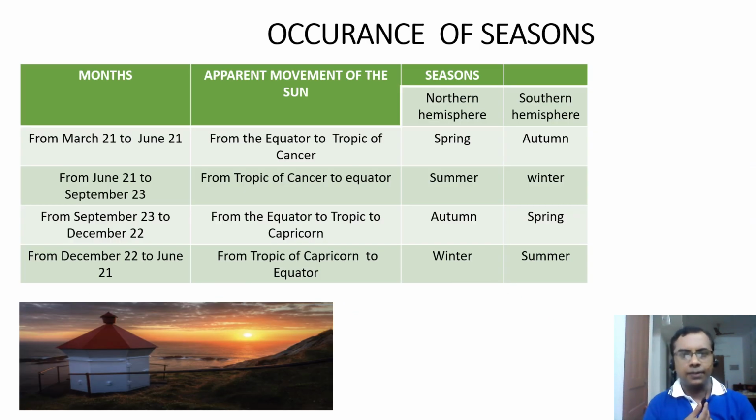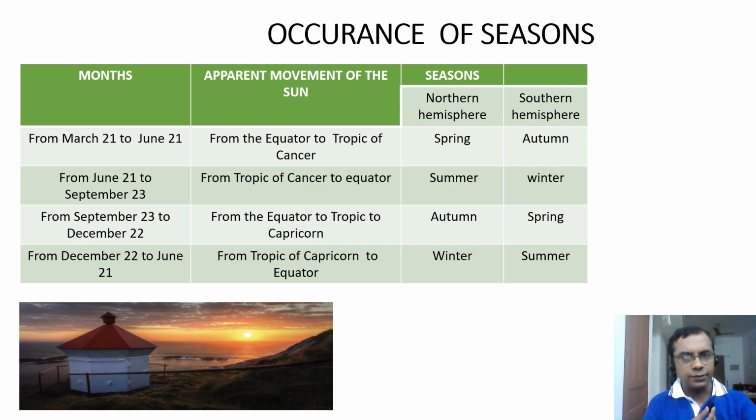Now moving on to the next slide, we can see about the occurrence of seasons on the basis of the apparent movement of the sun and the months that it takes. That is, in the northern hemisphere, we experience spring from March 21st to June 21st. It is because of the apparent movement of the sun from equator to Tropic of Cancer. By this movement, at the same time, the southern hemisphere experiences autumn season.